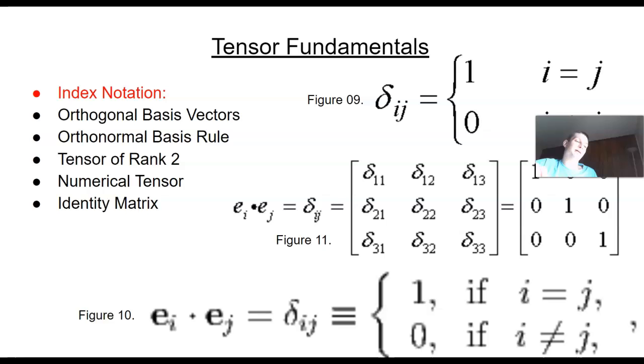When a tensor has the same components in all coordinate systems, it is called a constant or numerical tensor. It is a tensor of rank 2 since it can be thought of as an n by n matrix, which is an identity matrix. So these both involve orthogonality and orthonormality.